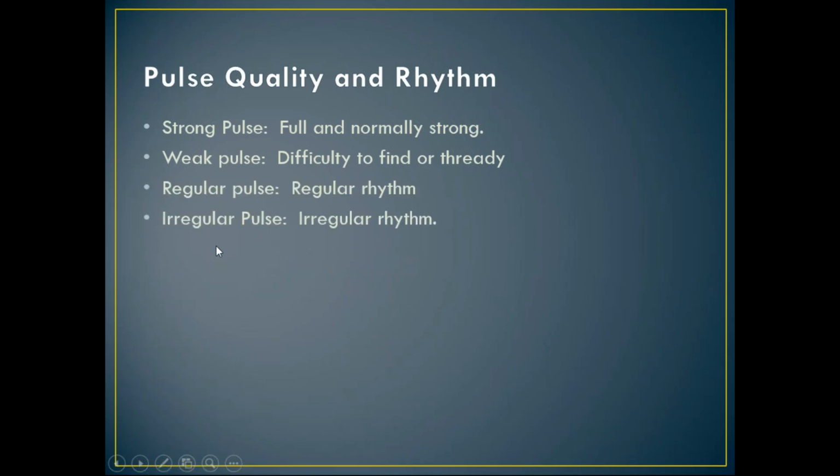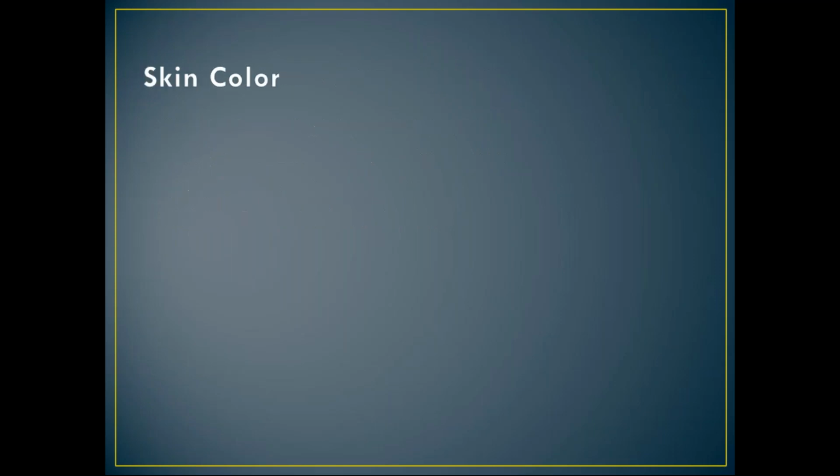So with regular rhythm and irregular rhythm, self-explanatory, again, we're looking for that regular rhythm when we are doing a pulse check. When we feel an irregular rhythm, oftentimes this is correlated to patients who suffer from AFib or a different type of cardiac dysrhythmia where that power plant inside the heart isn't firing properly.